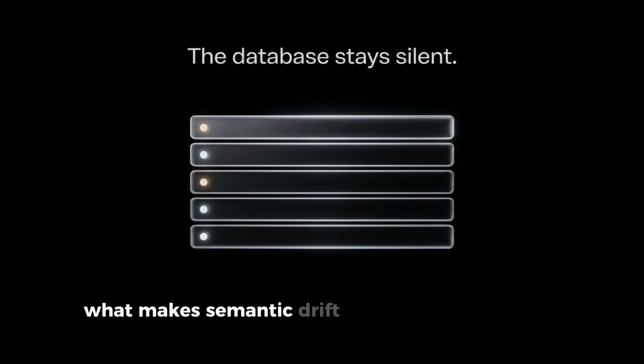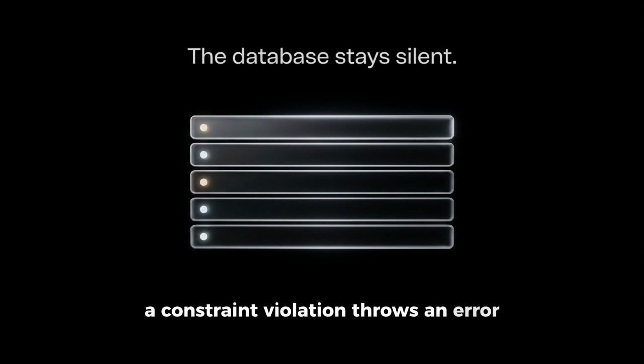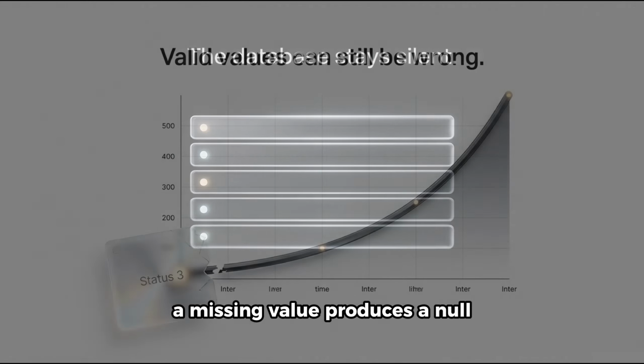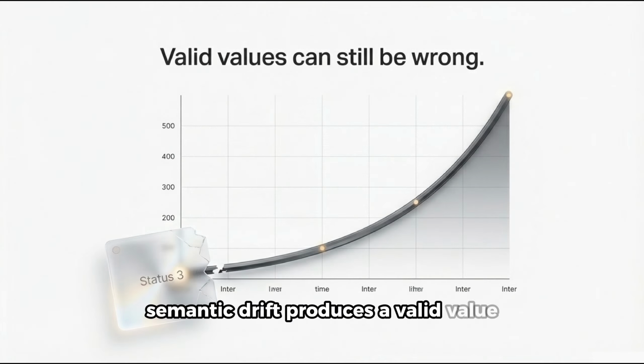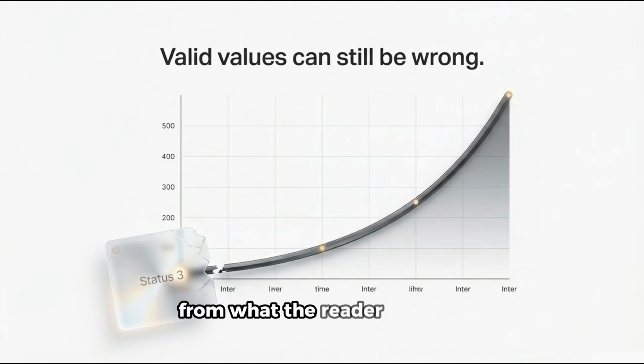What makes semantic drift particularly dangerous is that it is invisible to the database. A type error is caught immediately. A constraint violation throws an error. A missing value produces a null. Semantic drift produces a valid value that means something different from what the reader believes.